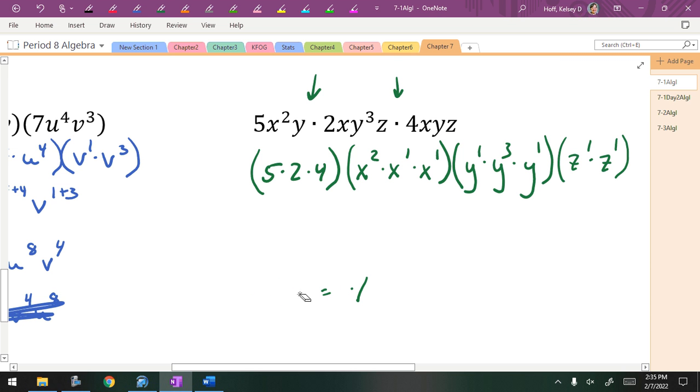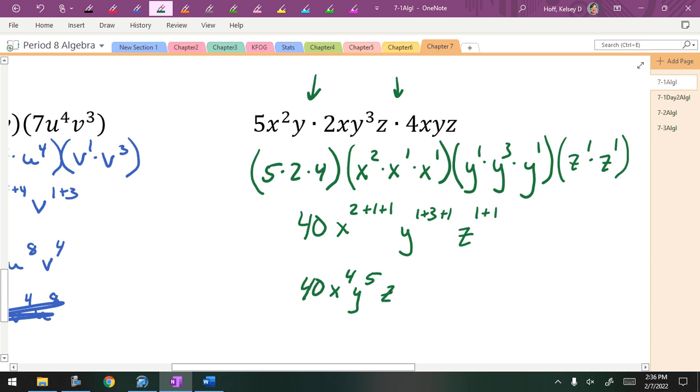Yep. 5 times 2 times 4? 40. First base we're going to keep, and you're going to show me 2 plus 1 plus 1. Next base: 1 plus 3 plus 1. And z: 1 plus 1. Your final answer, 40 times x to the 4th, y to the 5th, z to the 2nd.